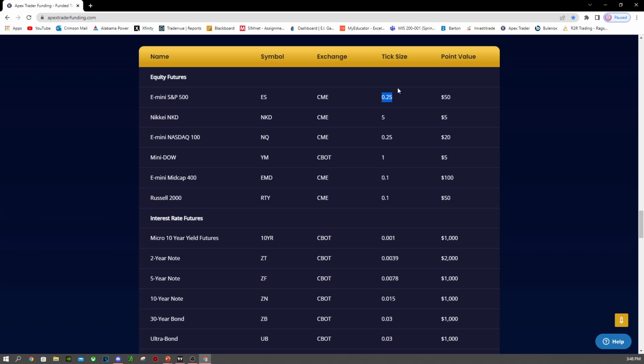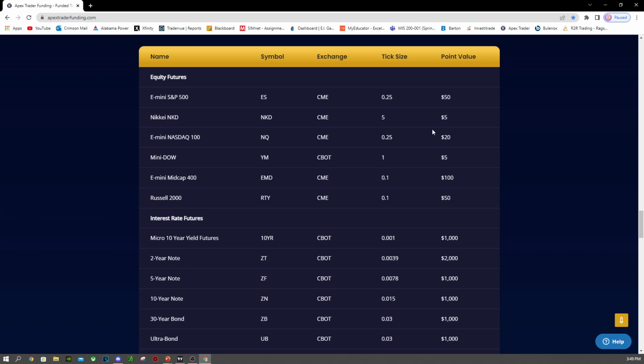Basically, each point has 4 tick movements, and each point is $50. So each tick that it moves is $12.50. And then there's the Nasdaq 100, NQ, right? These ES and NQ are the main ones that we'll be trading, and I really only trade ES.